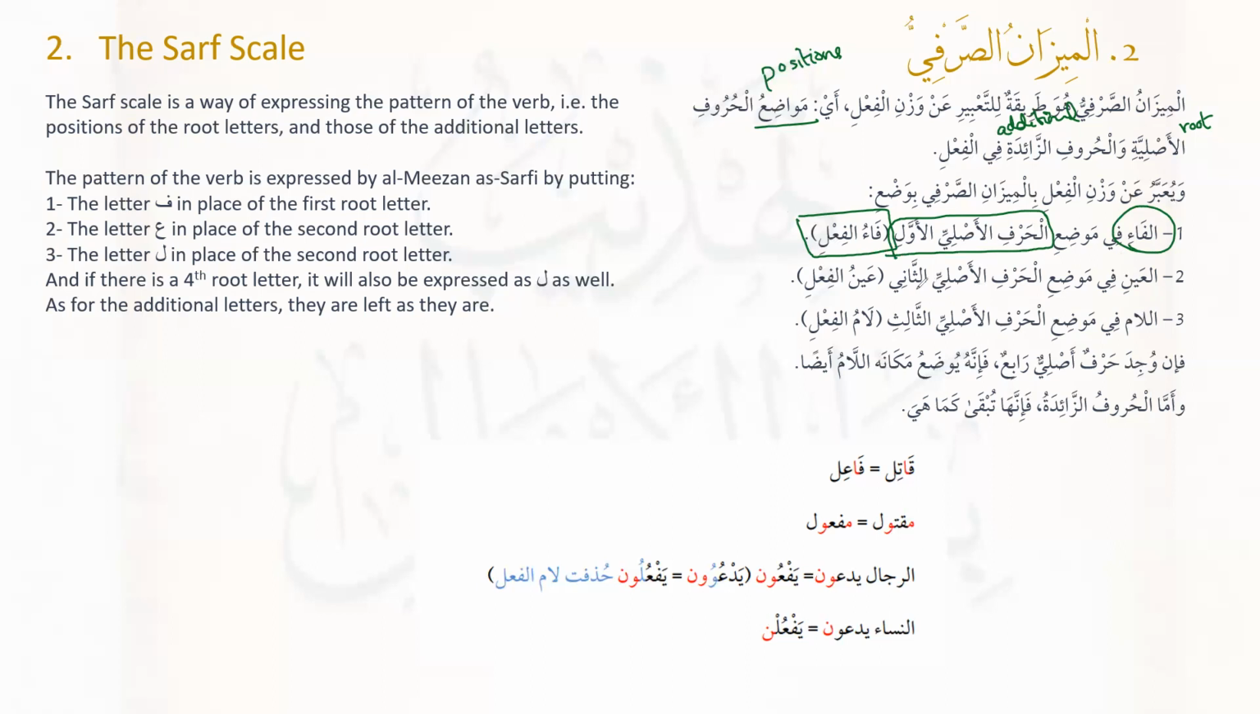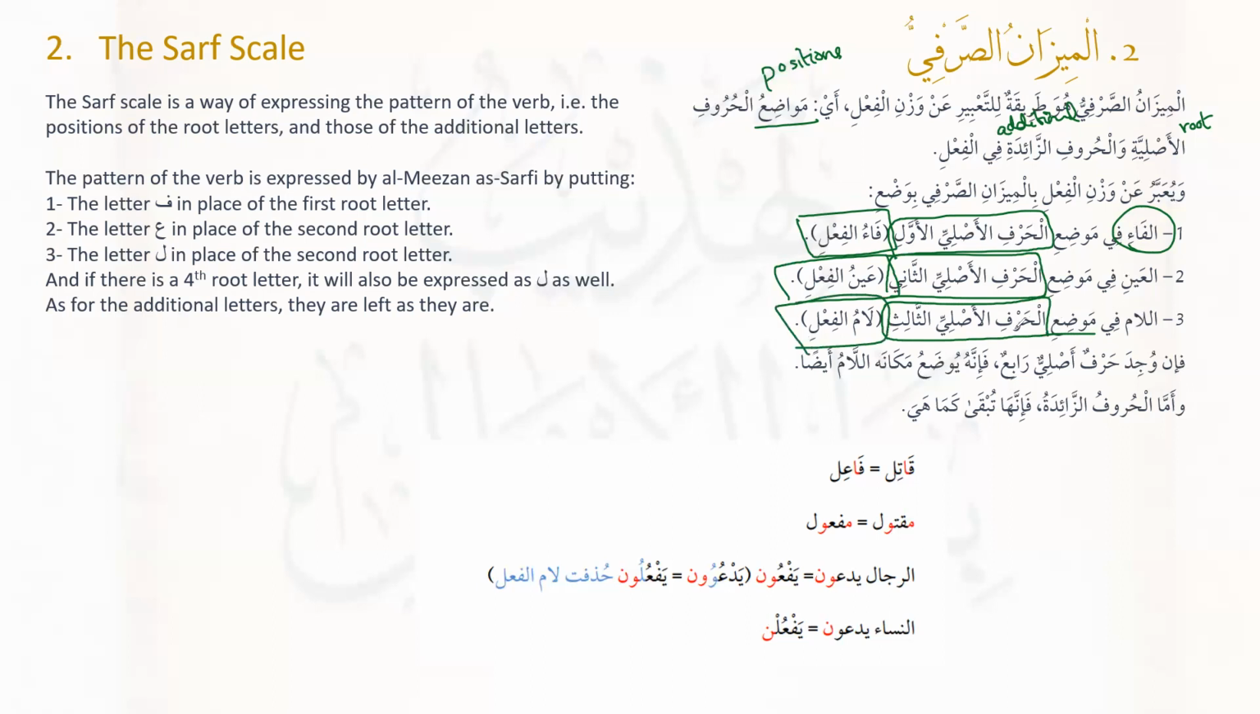Al-ayn fi mawdi' al-harf al-asli al-thani. You put an ayn in the place of the second root letter, which is also called aynul fi'l. Because usually the roots consist of 3 letters. Al-lam fi mawdi' al-harf al-asli al-thalith. Put a lam in the place of the third root letter, also known as lam al-fi'l.